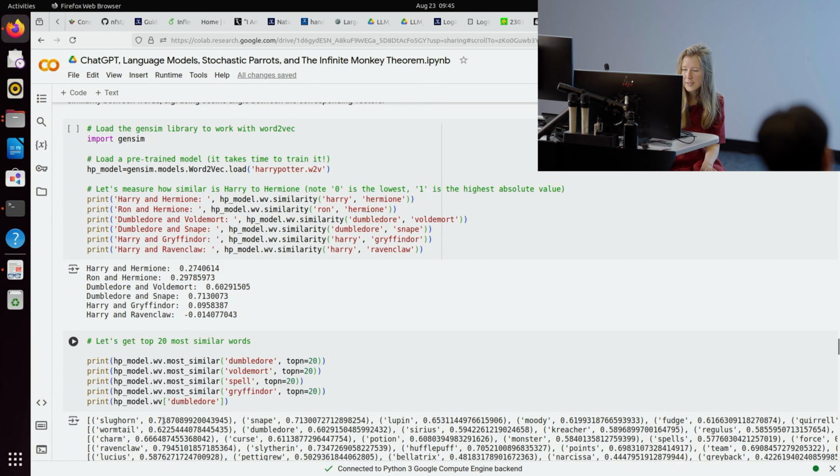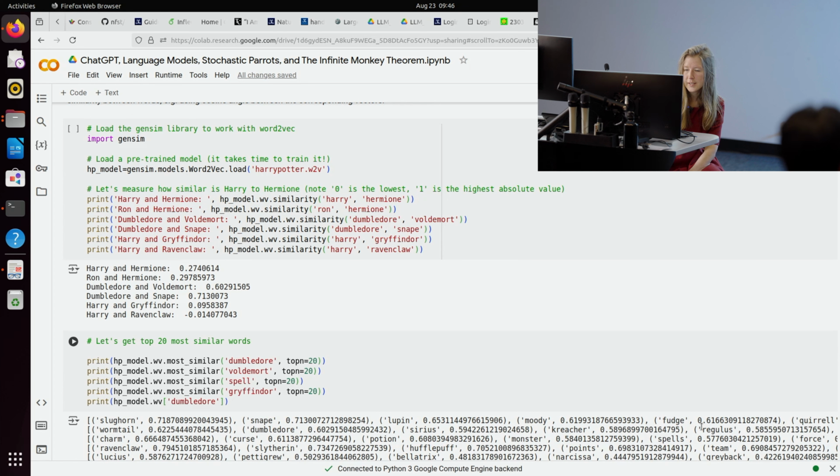So you see that the highest similarity will be closer to one. If it's zero, it means that it's completely dissimilar, orthogonal. So the closer to one, the higher the similarity, the more similar. For Dumbledore, the most similar word is Slughorn, then Snape, then Lupin, then Moody, then Fudge, etc. For Voldemort, we have Wormtail, Dumbledore, Sirius, Creature, etc.